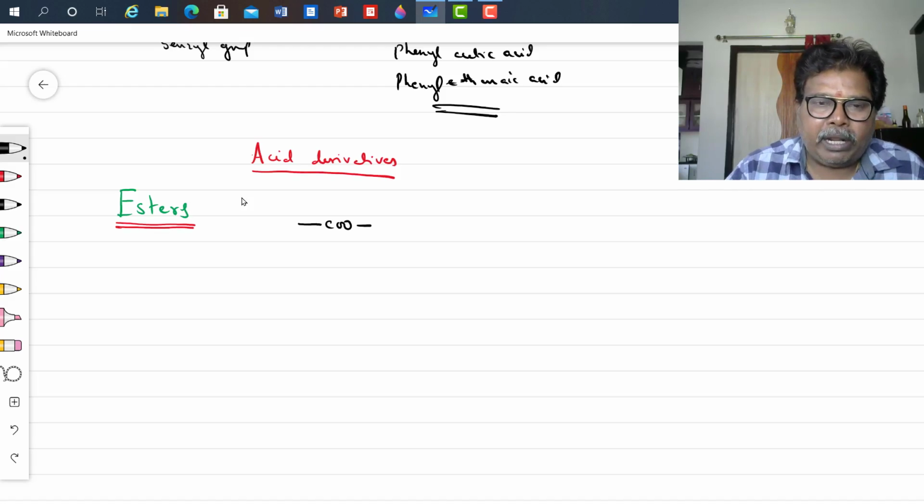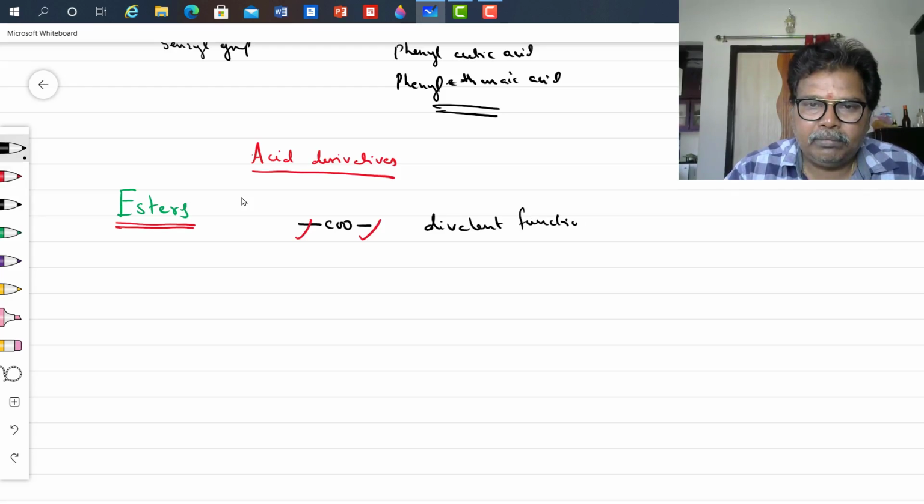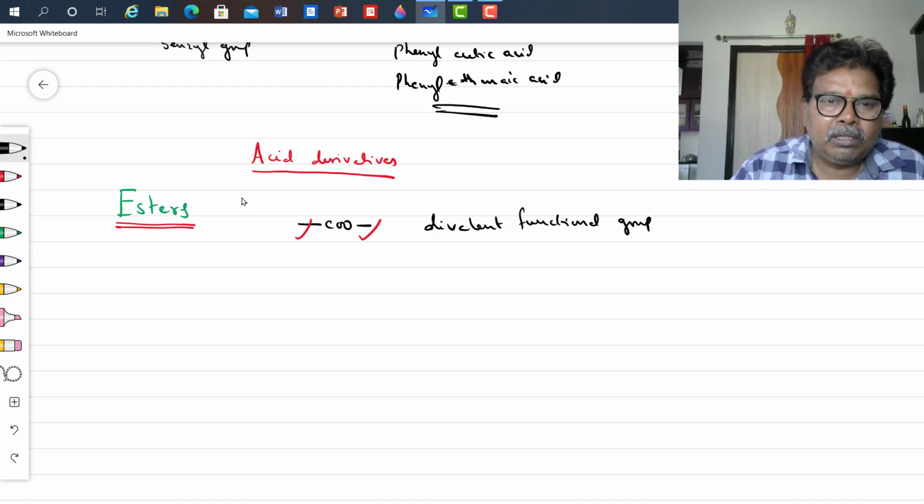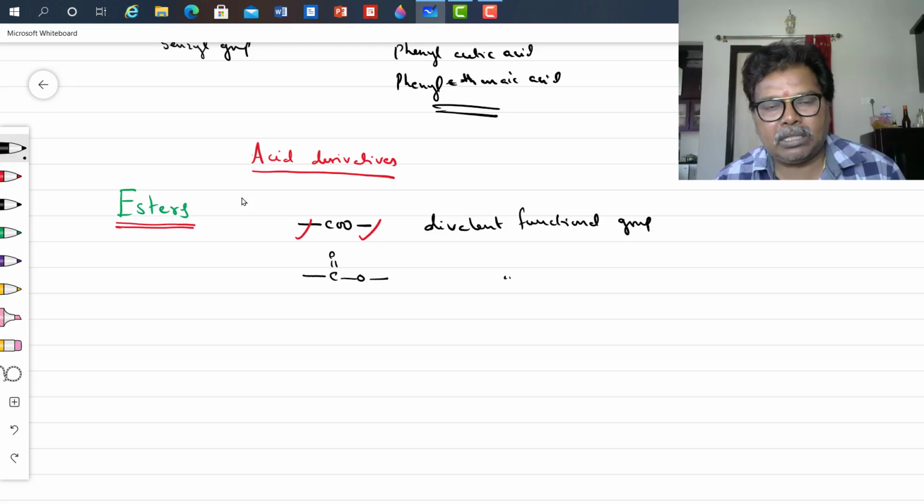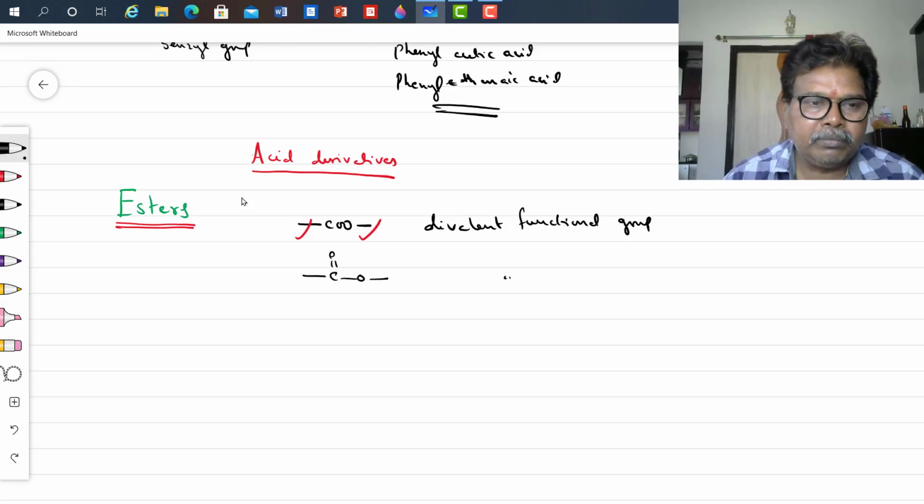It can also be written as C double bond O, then O. Remember, it is a divalent functional group. Two free valencies are there. This is the structure of the ester functional group.